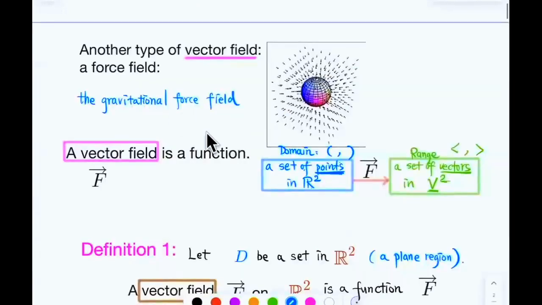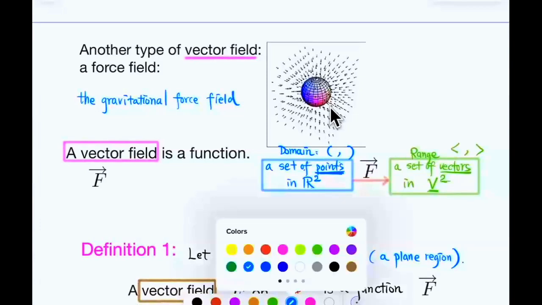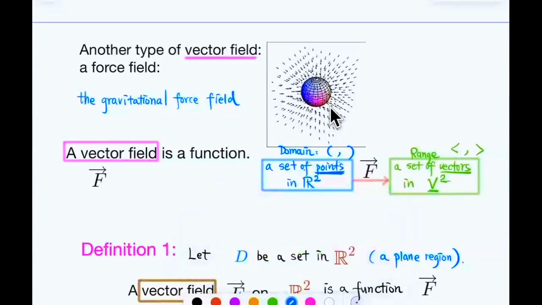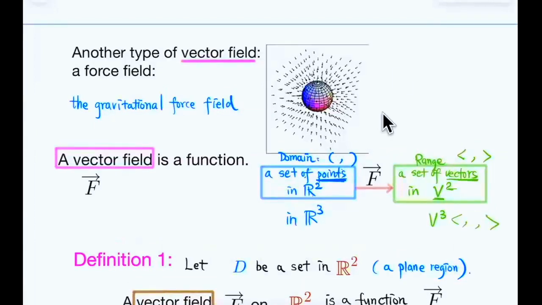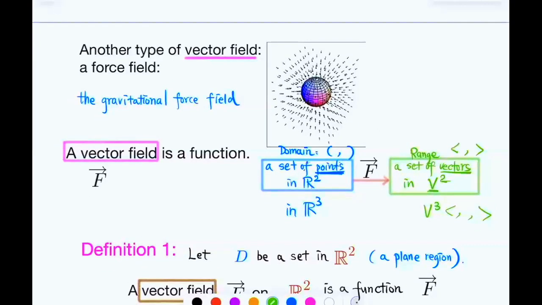And for the example we have just done above, the domain is a set of points in R3. So it doesn't have to be just in R2. It could be in R3. Then what will be the range of that? Looking at this gravitational force field, under this vector field, every point in space is going to map to what? A vector in what? V3, right? So in V3, a three-dimensional vector. Okay, so now, what is a vector field?